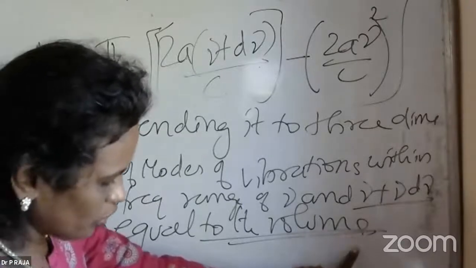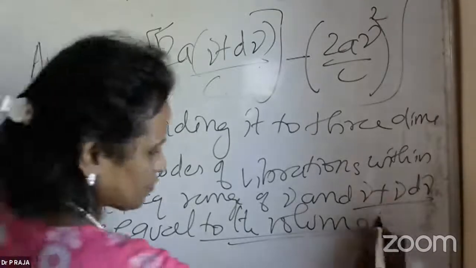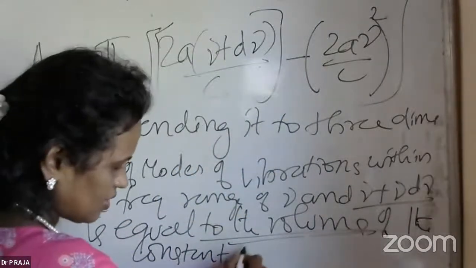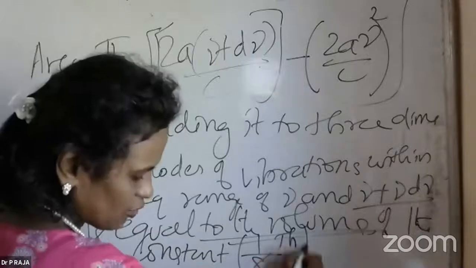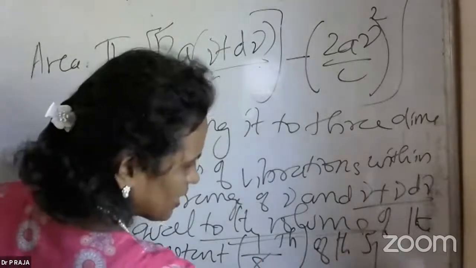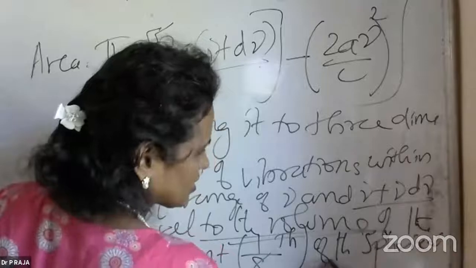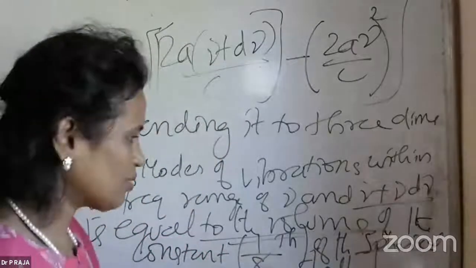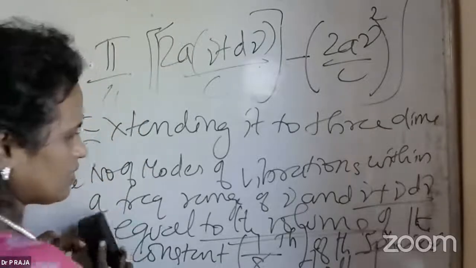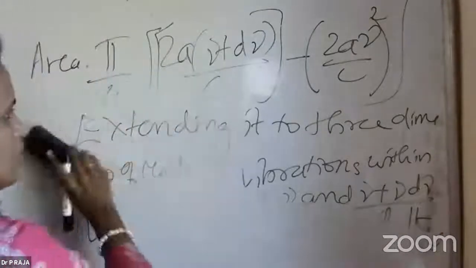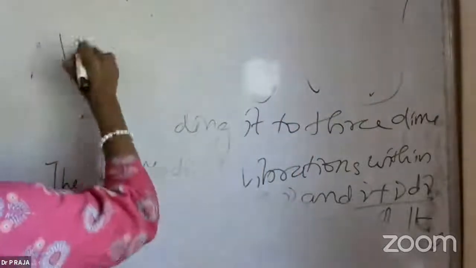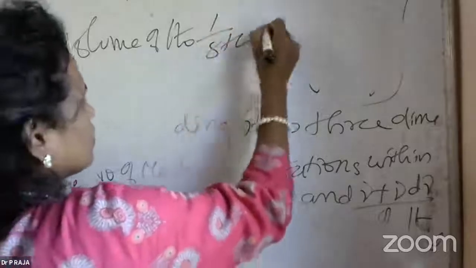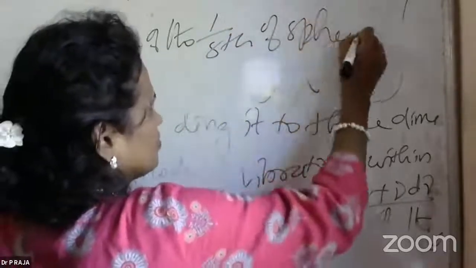The volume is equal to the volume of 1/8 of the spherical shell. Okay, underline this, spherical shell. Hope you are able to see this. It is equivalent to the volume of 1/8 of the sphere.